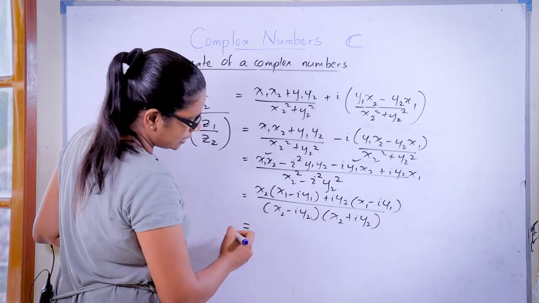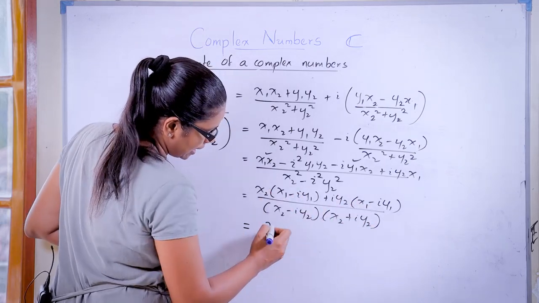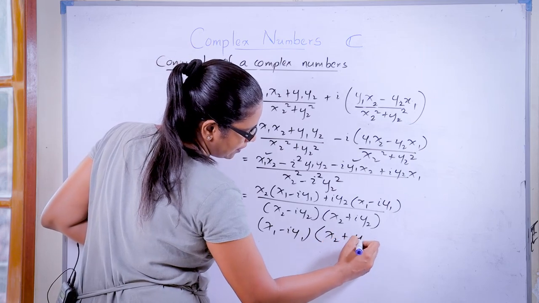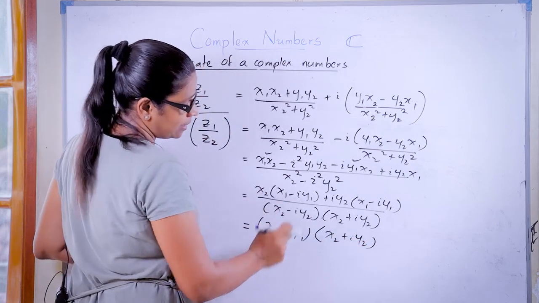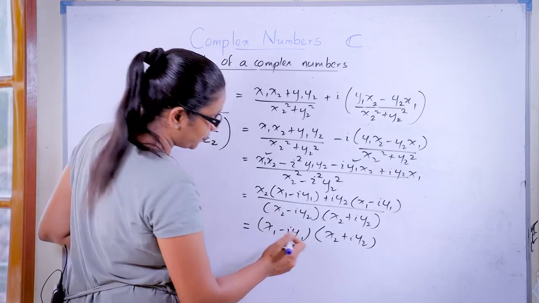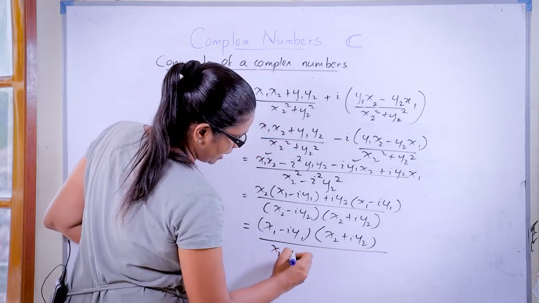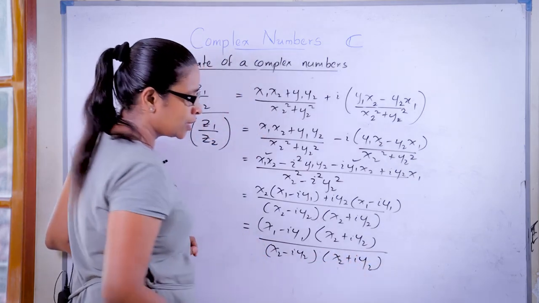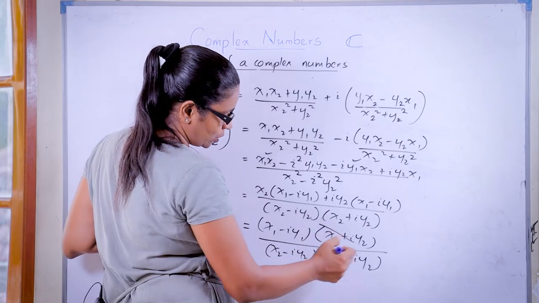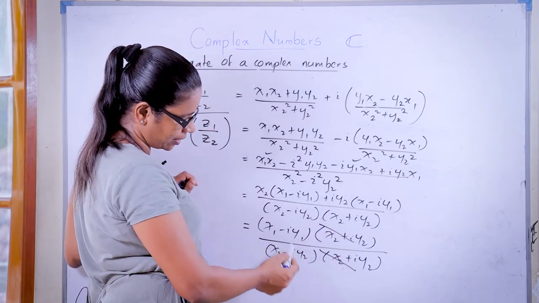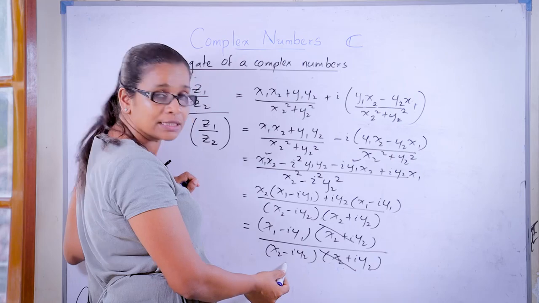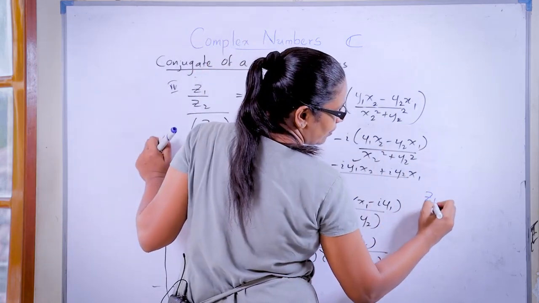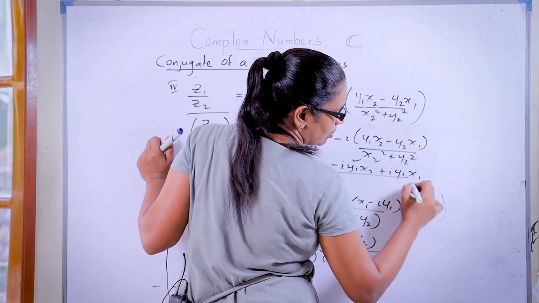Okay, now look at this one. From these two terms, x1 minus iy1 into x2 plus iy2. You can write this one as the multiplication of these two terms, divided by x2 minus iy2 into x2 plus iy2. What happened here now? These two brackets you can cancel, and look at this one. This is Z1 bar and this is Z2 bar. So you can write this result as Z1 bar over Z2 bar.